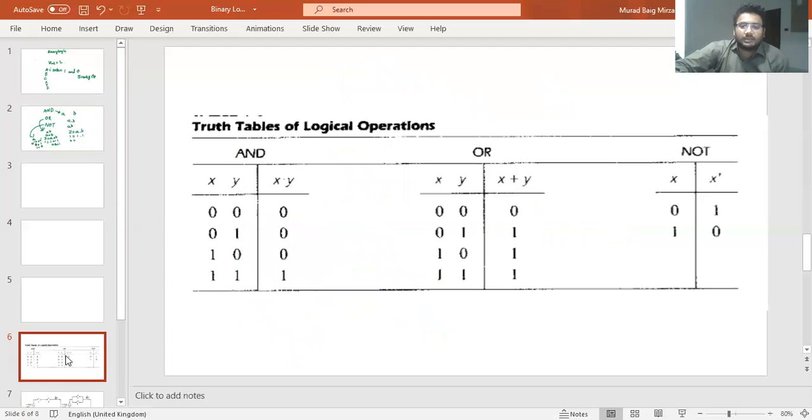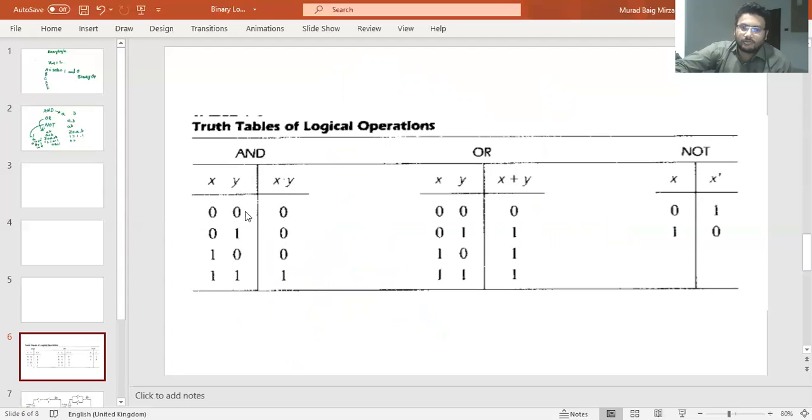Here you can see that this is the AND gate. Now this table will tell us how the AND gate works. We have x is equal to 0, y is equal to 0. So the answer, which we can call z or x dot y, I told you that we can represent the AND gate with x dot y or xy.